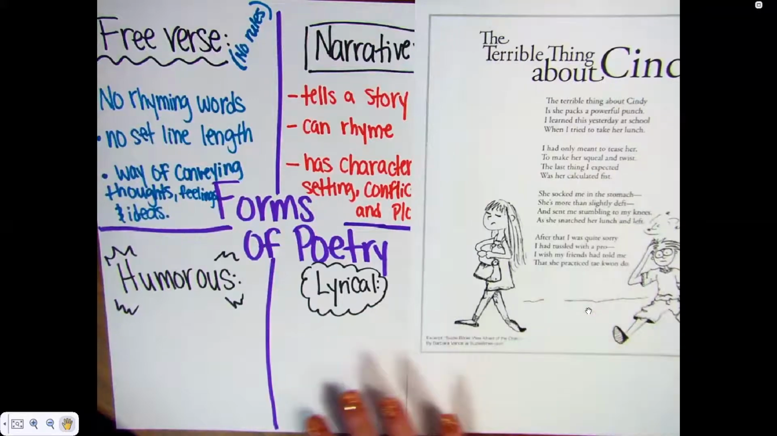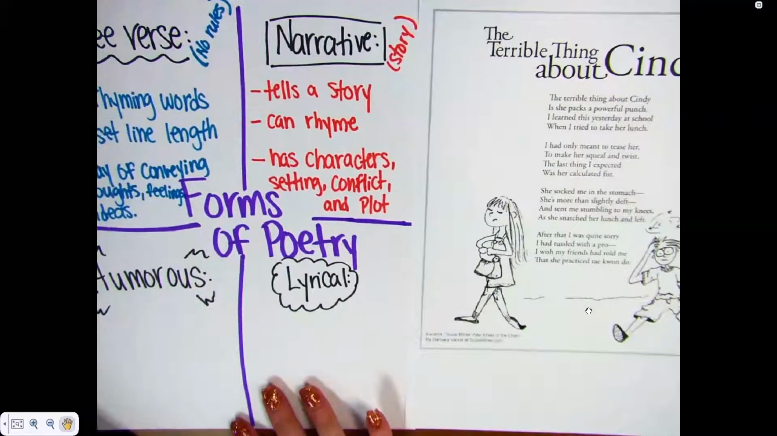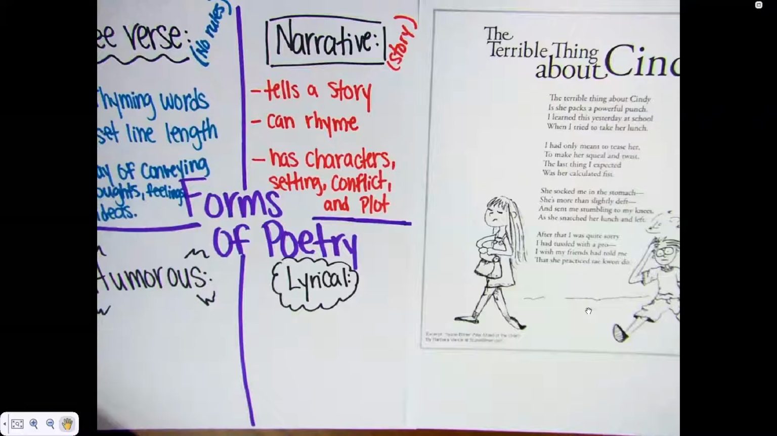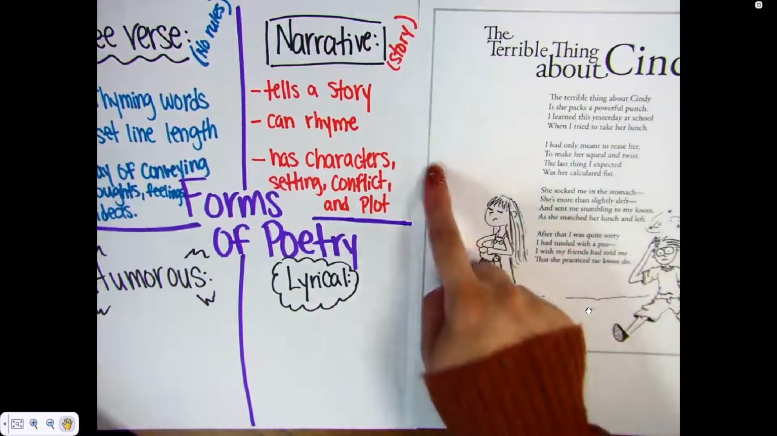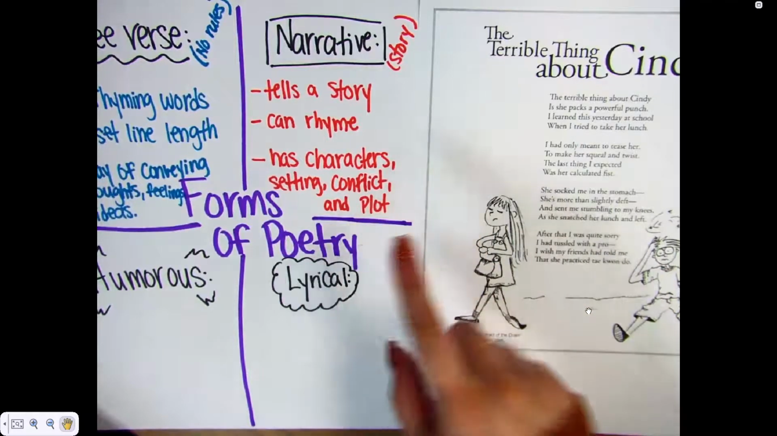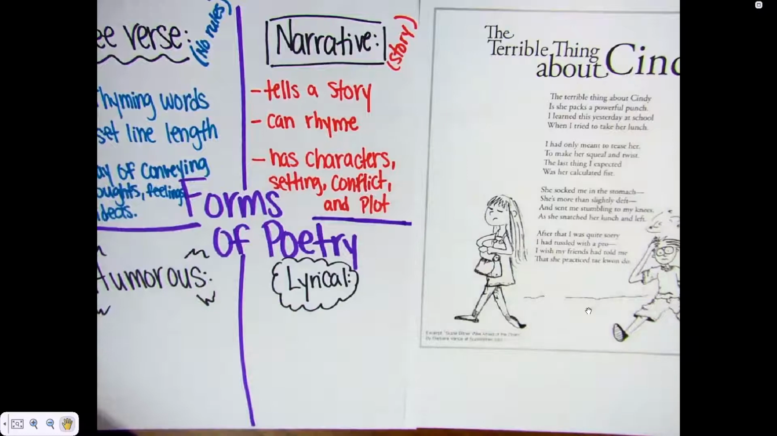Would you say that that's a problem? That he tried to take her lunch? Oh yeah, thumbs up, right? That is a problem that he tried to take her lunch. So she punched him. That was her way of solving the problem. So there's characters, there's Sydney, there's the boy, there's a conflict, right? There's a setting. I think it took place at school. So The Terrible Thing About Sydney would be considered a narrative poem, right? Because it's telling us a story. It tells us a story.